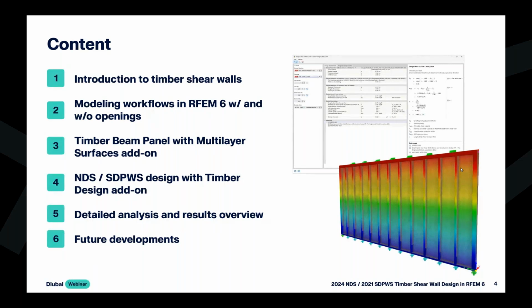We are going to be utilizing the multi-layer surfaces add-on. This is required in order to automatically generate these timber beam panels. We will also be utilizing the timber design add-on. The RFEM 6 program will go ahead and run the analysis for us, but we want to take this a step further to also carry out the design according to the NDS and the SDPWS code, and we do so with this additional add-on. Of course, through these examples today, we'll take a look at the detailed analysis and results overview, and finally, we'll conclude today with future developments related to our timber shear wall.